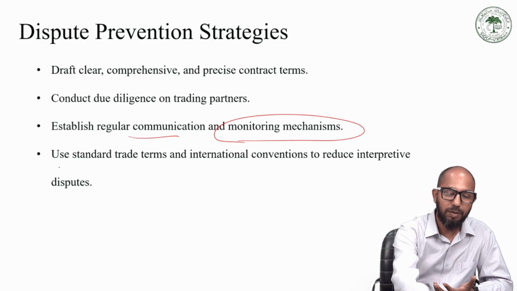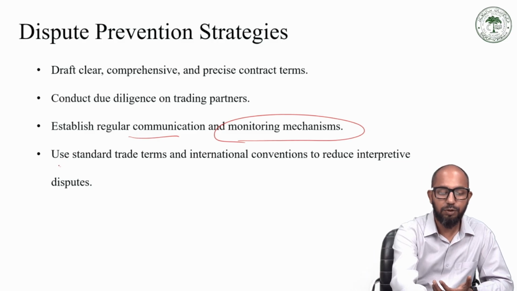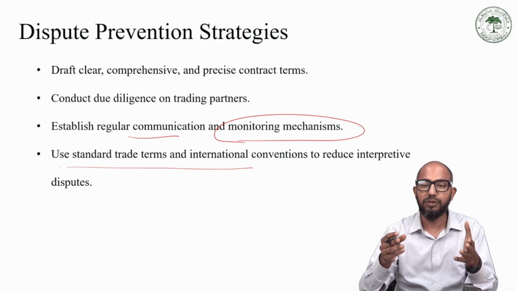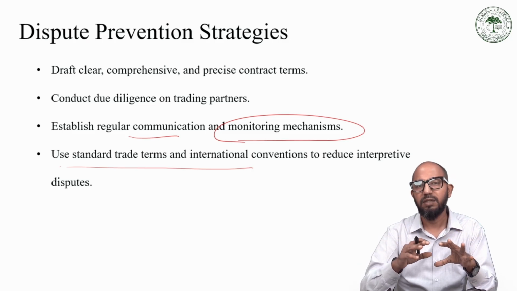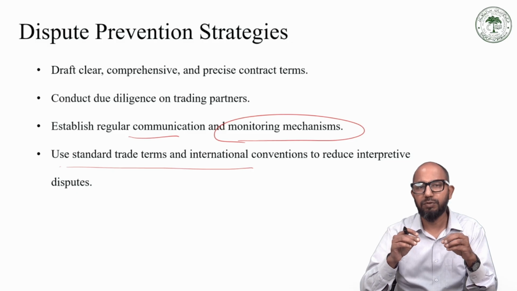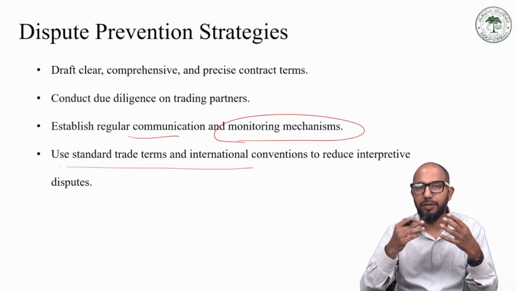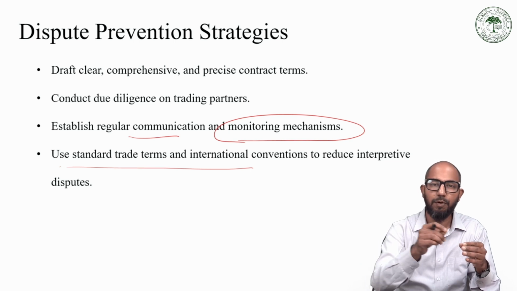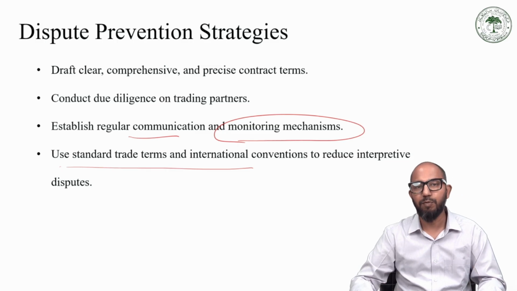And the next prevention strategy is to use standard trade terms and international conventions to reduce interpretative disputes. Thus, it means that the exporter and importer should look towards the international conventions so that they can take cues from them on how to mitigate the disputes that may arise in the future.